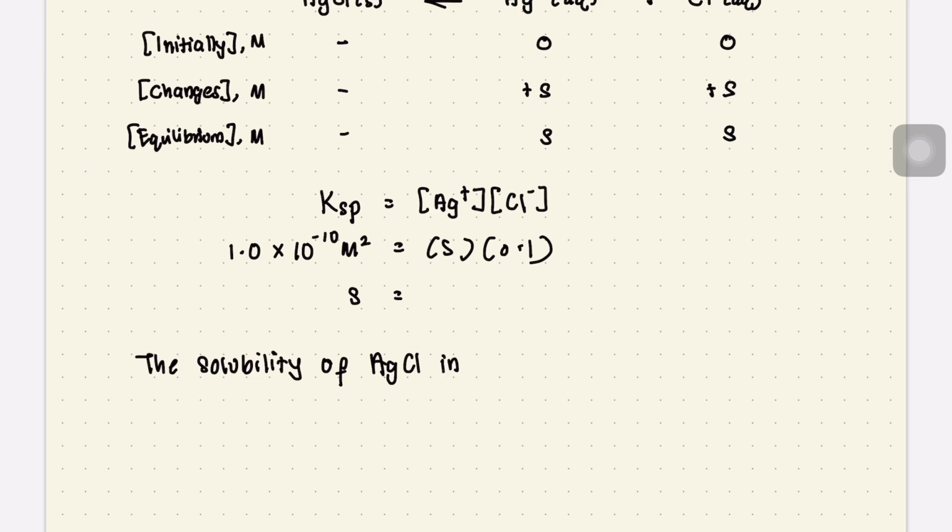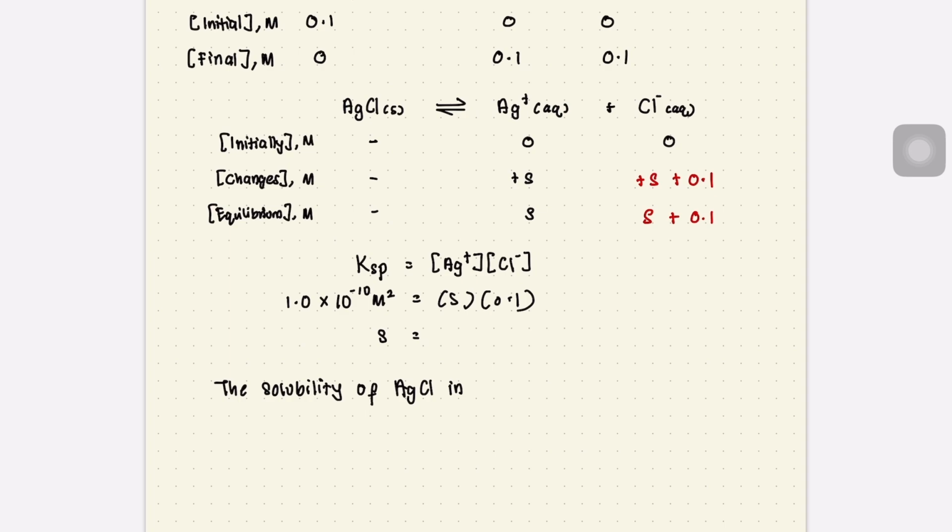However, this time, this is still correct, but when it comes to changes, there will be a slight difference here, where it is still positive S, but added with another 0.1. So our chloride here is positive S plus 0.1, and therefore at equilibrium, instead of only S, it has S plus 0.1 because of the addition of the common ion here.